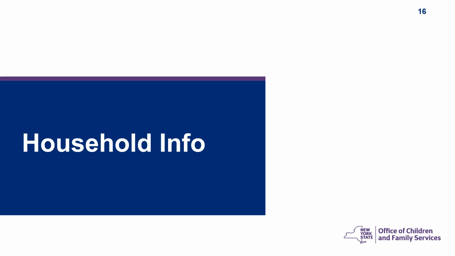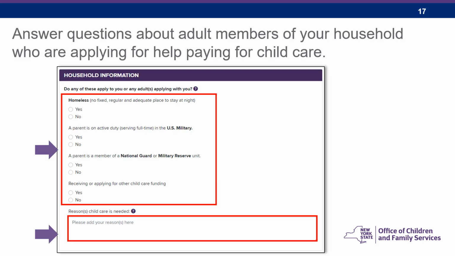Household information. This section requires you to answer questions about the adult members of your household who are applying for child care assistance. This includes you, your spouse, the other parent, or another adult who is legally responsible for the child or children in need of child care and lives with you. These questions are about specific situations that could apply to you or your co-applicant. It's also where you include the reason you require child care. For instance, I will be at work or both my children's parents are in school.